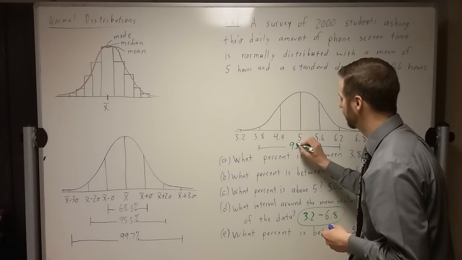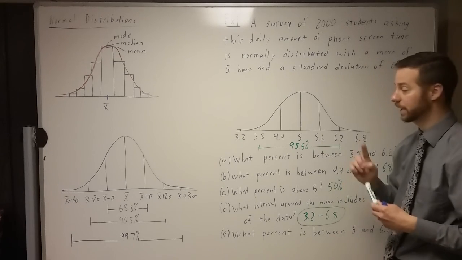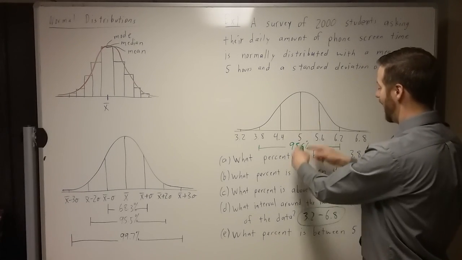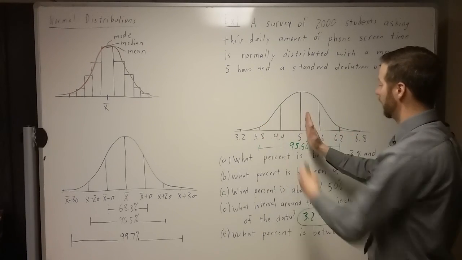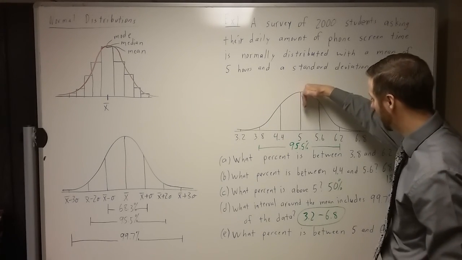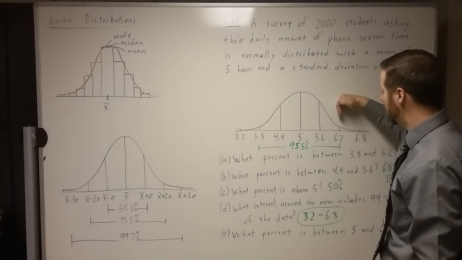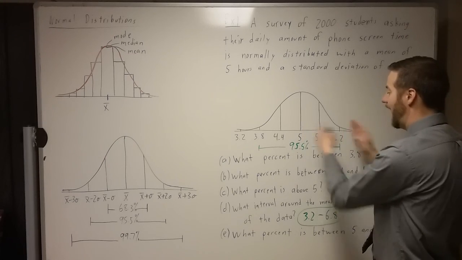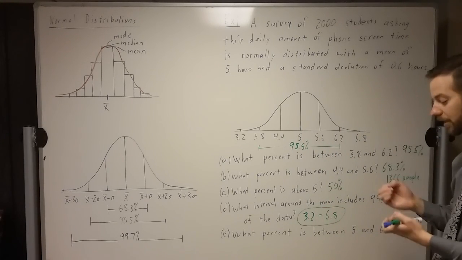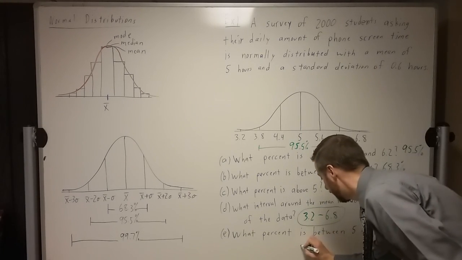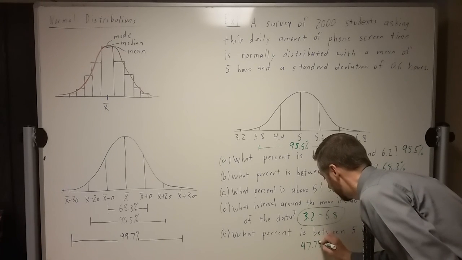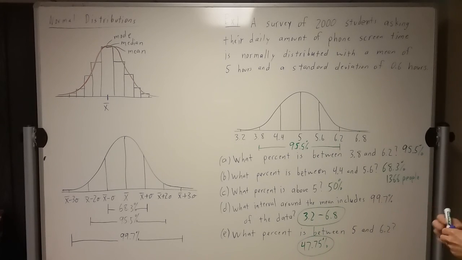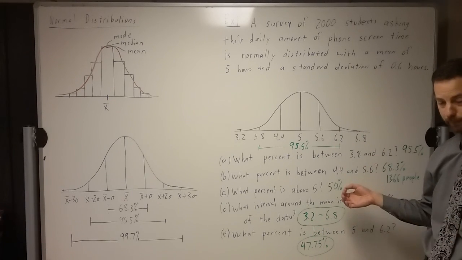So if that's the case, this is where remembering that this is symmetric is extremely important. This is symmetric around the mean, so doesn't half of that 95.5% have to be on this side of 5, and half of that 95.5% have to be on this side? And so basically, if this whole thing's 95.5%, I just need to take half of that 95.5% to get this percentage. And half of 95.5% is 47.75%. So that's the percentage that falls between 5 and 6.2.